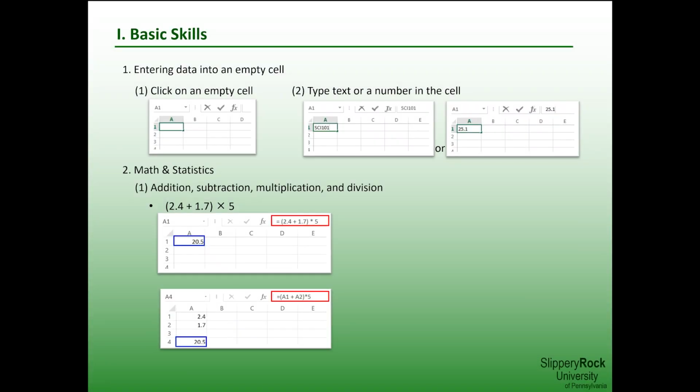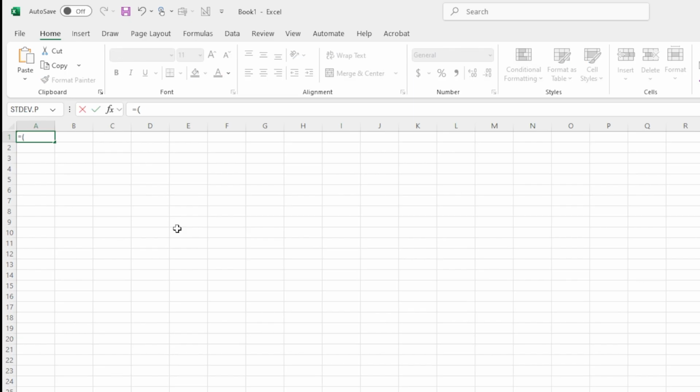For division, the process is similar. To calculate 2.4 minus 1.7 divided by 5, enter the formula. Excel will evaluate the expression and show the result 0.14. Again, you can reference cell values instead of hard-coding the numbers. If 2.4 and 1.7 are entered in A1 and A2, your formula would look like this, A1 minus A2 divided by 5. And Excel will perform the calculation automatically.